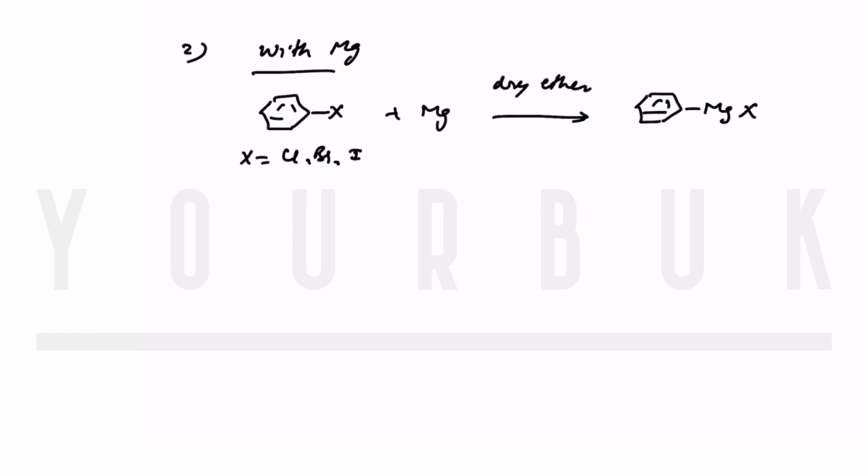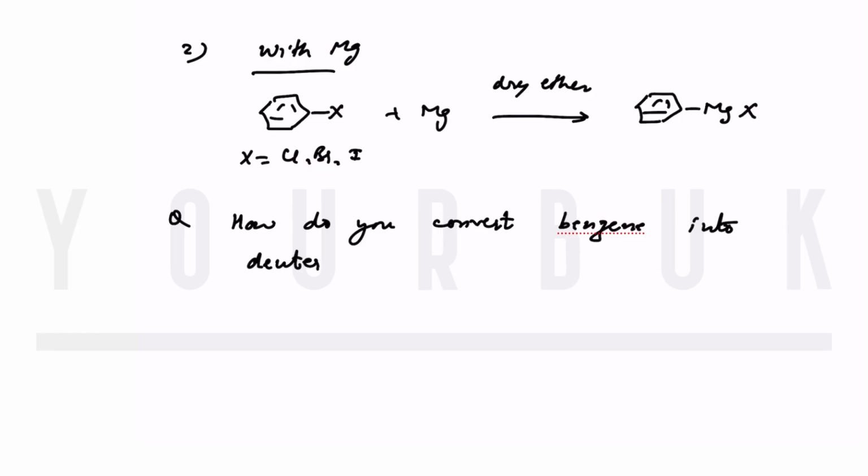We'll take one question again. The question is, how do you convert benzene into deuterobenzene? That means how to add deuterium on the benzene ring?